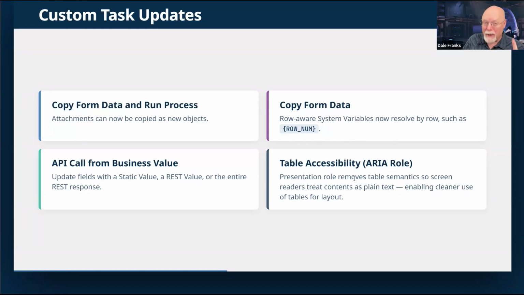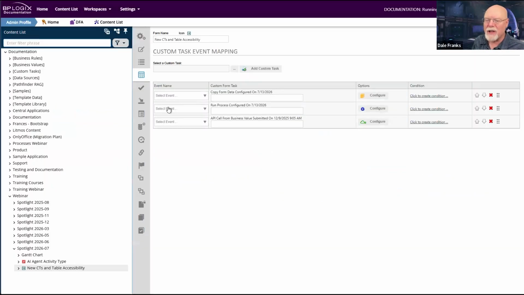The problem is that for accessibility reasons, what happens when a screen reader hits a table is it announces loudly, "This is a table. It must contain tabular data." And when you're using tables for layout, that's not true. So we have added something to tables to change that, and that is the ARIA role attribute.